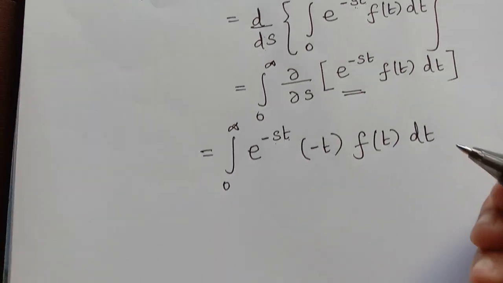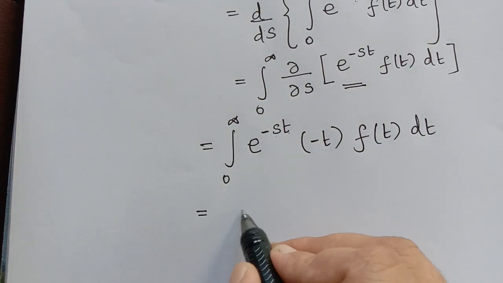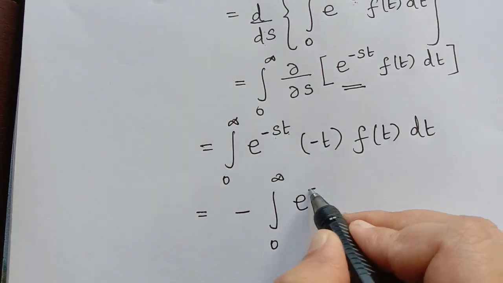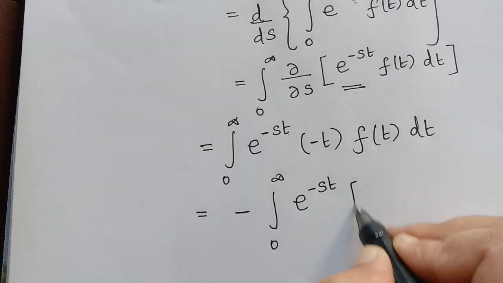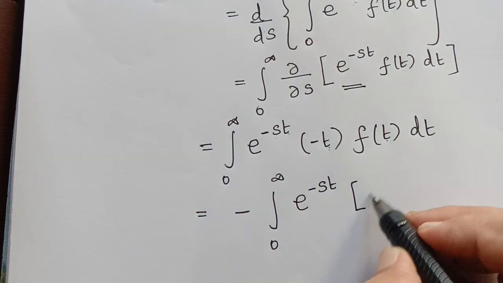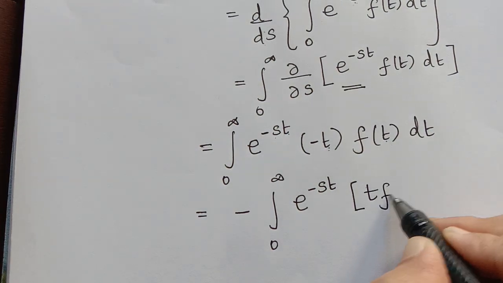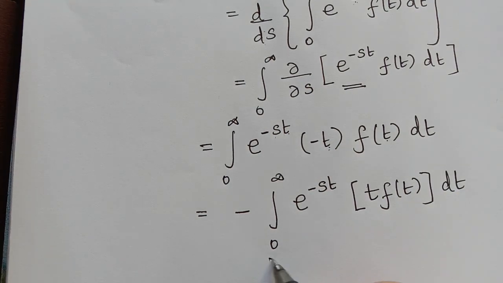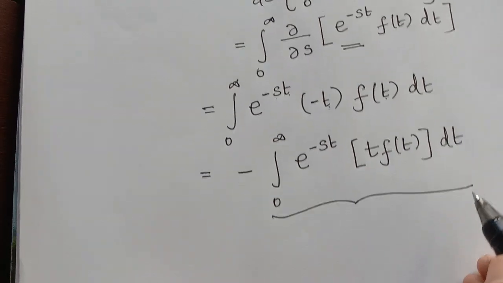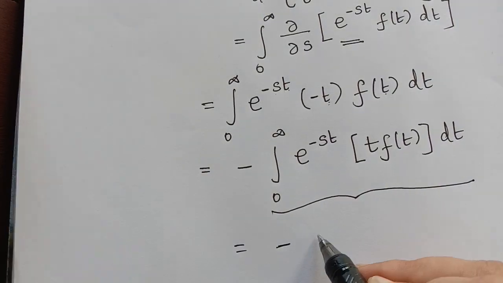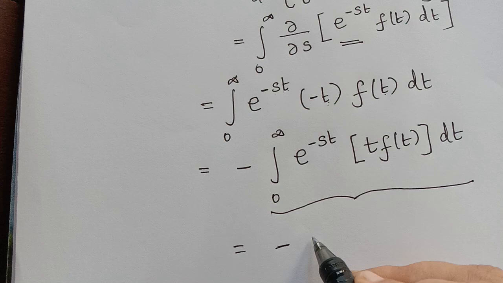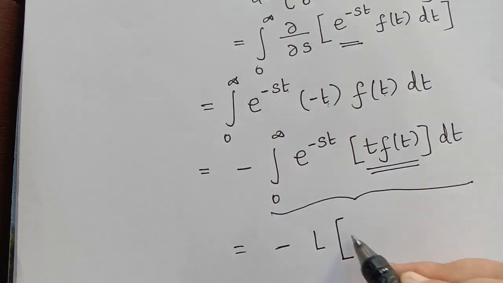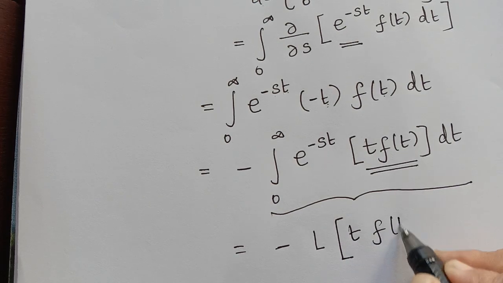Now we can take this negative sign outside the integral. So negative integral 0 to infinity, and this can be written as e to the power negative st multiplied with, we can combine these two functions and we can write t f of t dt. So from the definition of Laplace transform, we observe that this whole integral will be equal to negative Laplace transform of, now here the function is t f of t, so t f of t.